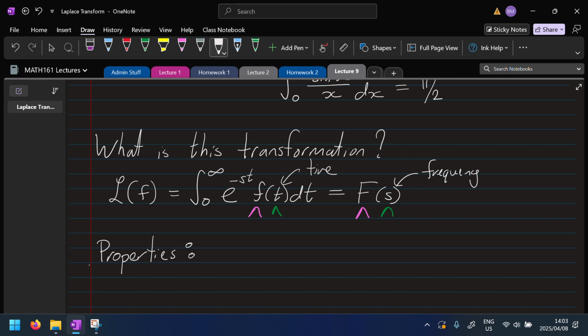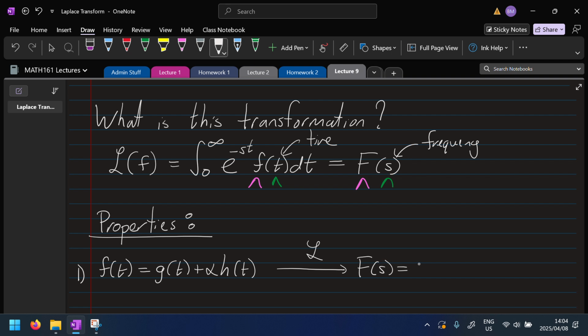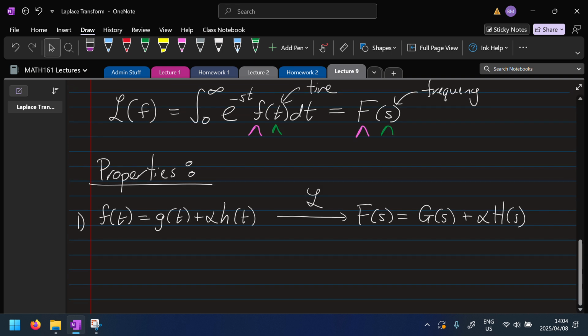So properties. Number one, this is the most obvious property, is the fact that this transformation is linear. Which means if we have some function f of t, which is g of t plus alpha h of t, then using this Laplace transform, we end up with capital F of s is equal to G of s plus alpha H of s. The proof for this is very, very easy, because integration is linear, so the transformation will also be linear.